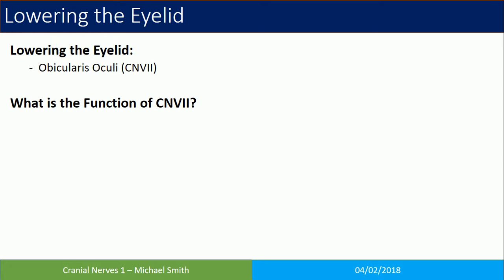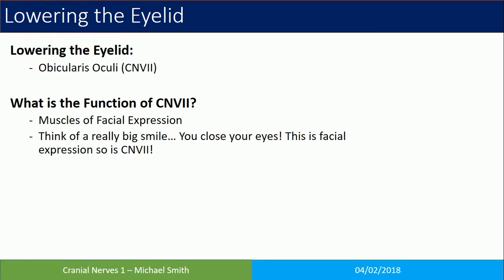Closing the eyelid is controlled by something called orbicularis oculi, and this is controlled by cranial nerve 7. The way I like to remember this is to think of the function of cranial nerve 7, which is muscles of facial expression and movement of those. So if you have a really, really big smile, it's common to close your eyes, because if you're grinning really tightly, you close your eyes in excitement. A big smile is facial expression, so cranial nerve 7 closes your eyelids.